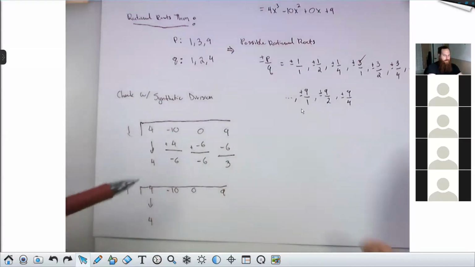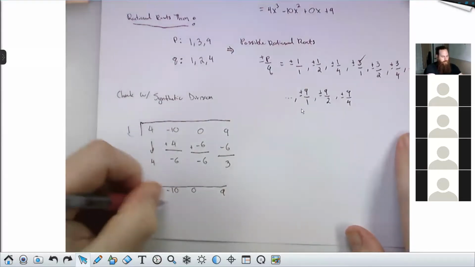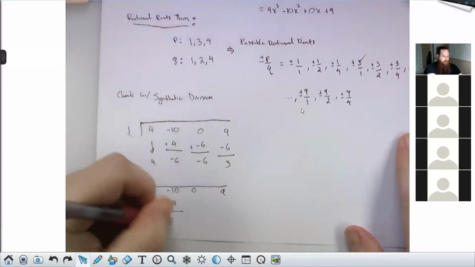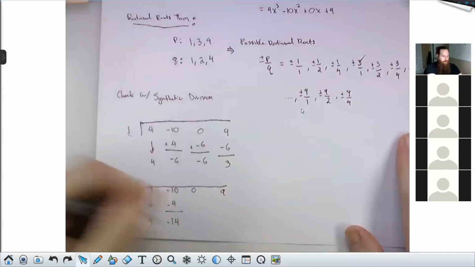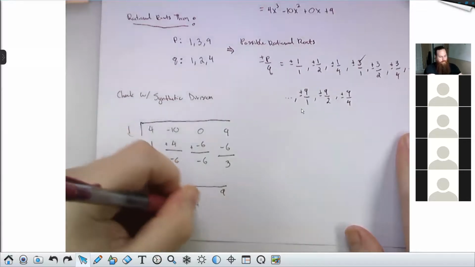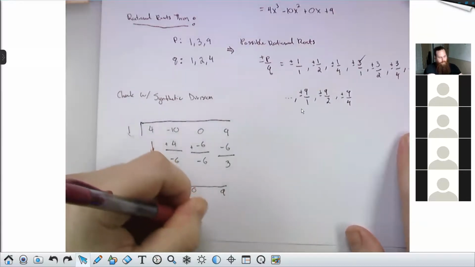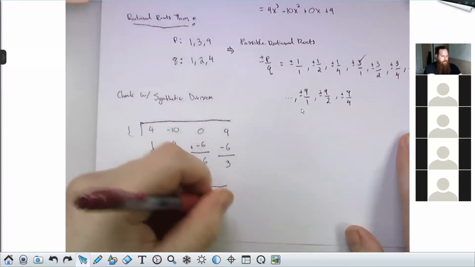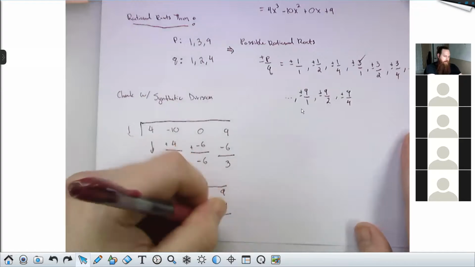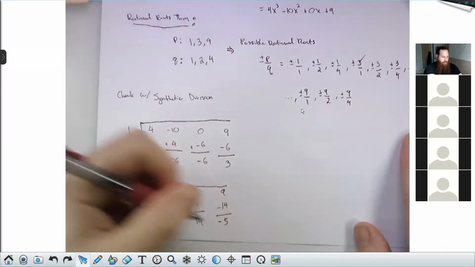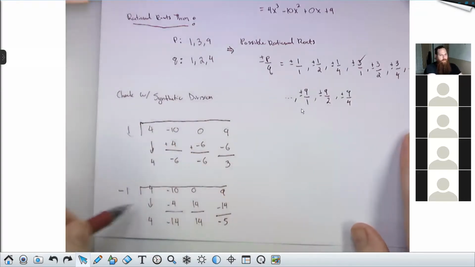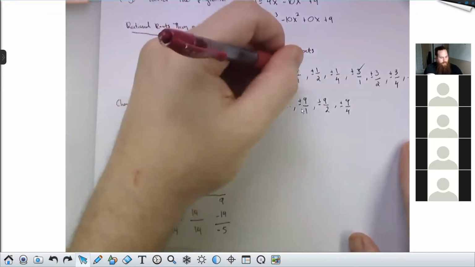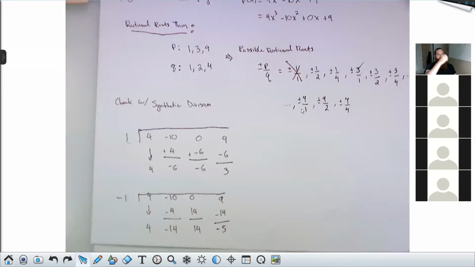So I'm going to check -1 next. I'll bring down the 4, multiply by -1, that's -4. -10 plus -4 is -14. -14 times -1 is +14. 0 plus +14 is 14. 14 times -1 is -14. -14 plus 9 is -5. So P of -1 is -5, not 0. So neither 1 nor -1 are roots. I can cross them off my list.